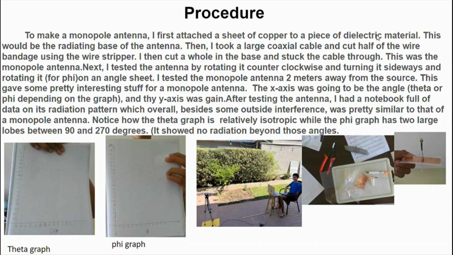Over here, I can be seen testing the antenna, with the monopole antenna on the tripod and me with my computer 2 meters away. The theta graph is relatively isotropic as expected, while the phi graph shows two large lobes.